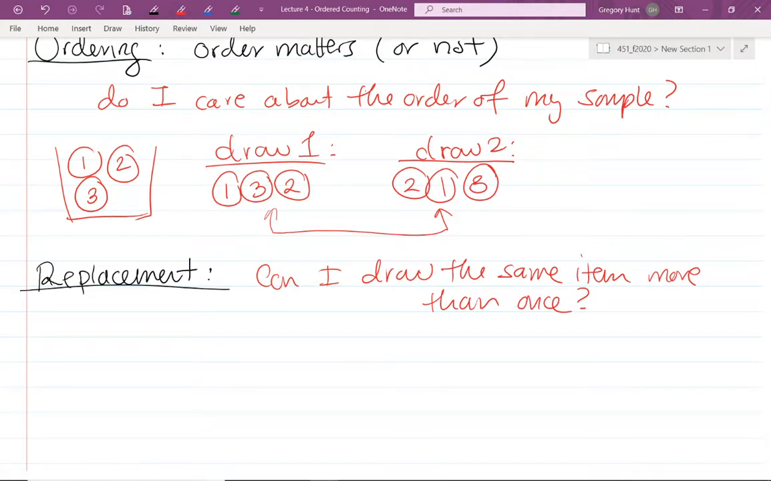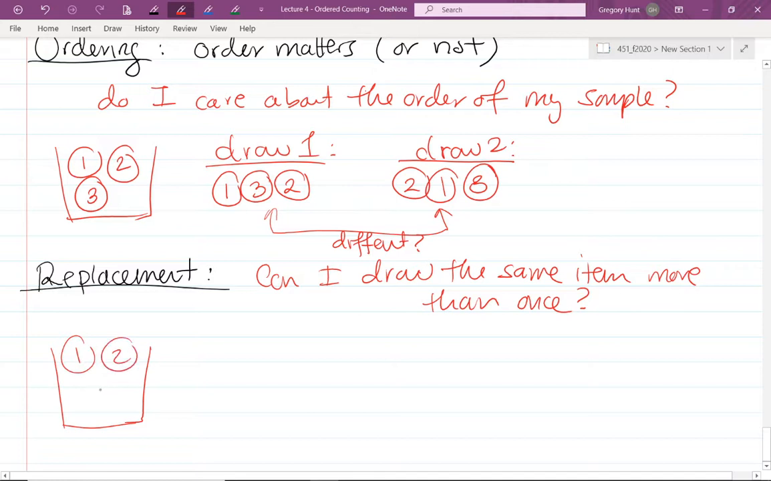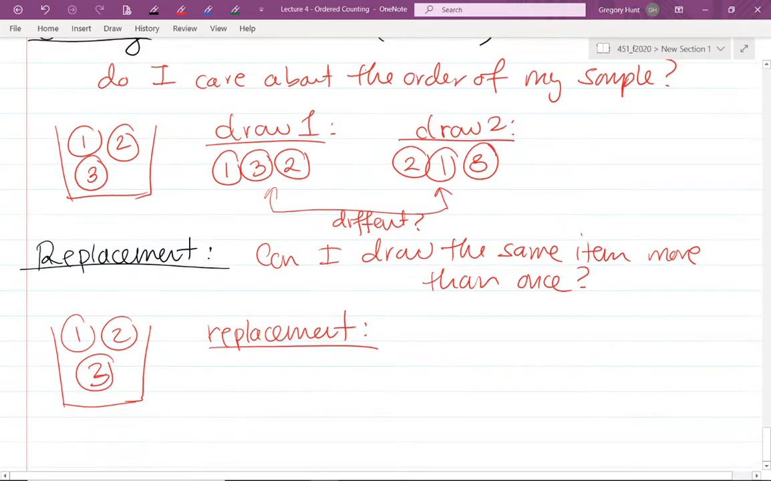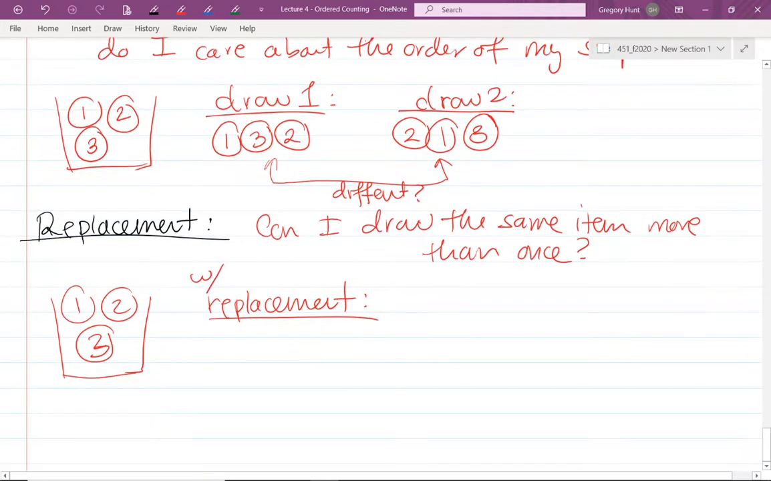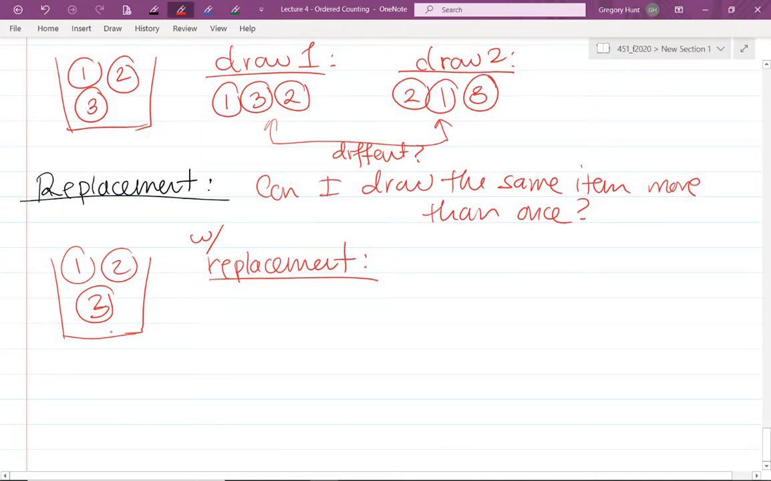So here is my example. Again, I have a basket. So for ordering, I could say those are different. In this case, I have my basket. Again, I have ball 1, ball 2, and ball 3. And one scheme of sampling from this basket is, let's say, with replacement, where after I draw each ball, I put it back.